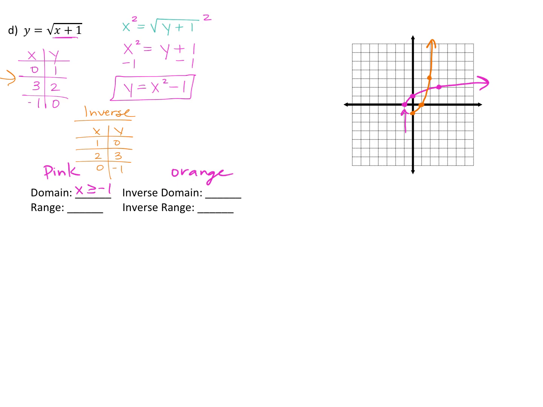What about the range? What doesn't it drop below? Your Y value never goes below 0. So your range is Y has to be greater than or equal to 0. Now you don't have to worry about it for the inverse. You swap them. So this is going to go here, but make it X. X is going to be greater than or equal to 0. This one is going to go here, but make it Y. Y is going to be greater than or equal to -1. Questions on that?